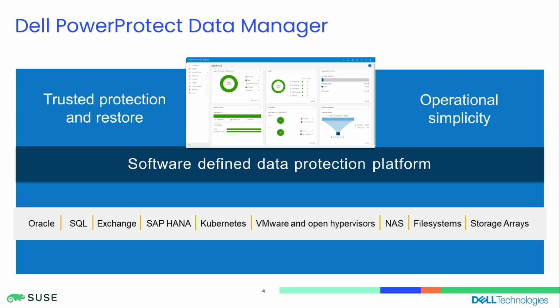SAP HANA, another database. On Kubernetes, it uses the CSI driver to do data protection. For VMware and other hypervisors, it uses the VMware VADP API as well as vSphere. It also has the ability to do data protection for NAS as well as storage arrays.